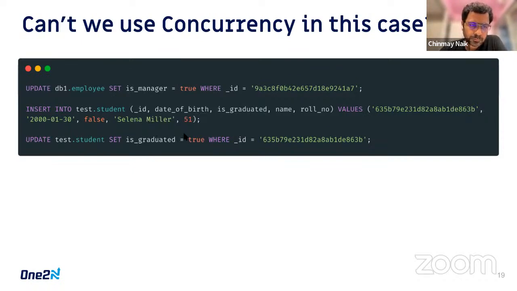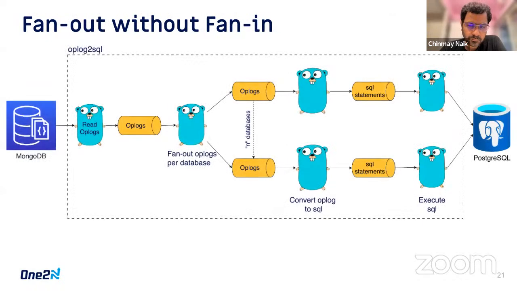Sorry, if the statements of another database and collection come before the insert statement of the other database, they are independent, right? It is not dependent. So if the collection is different, then we can process them concurrently, not parallelly.